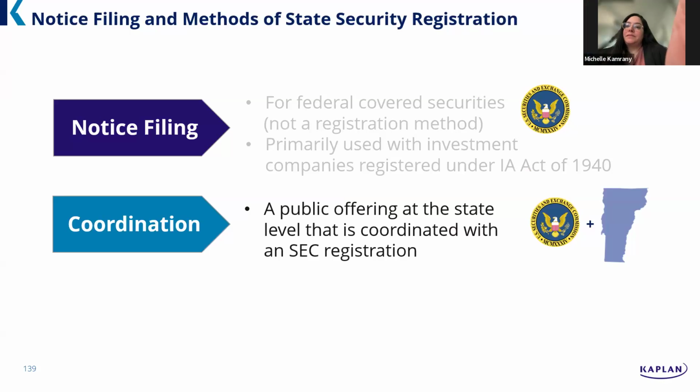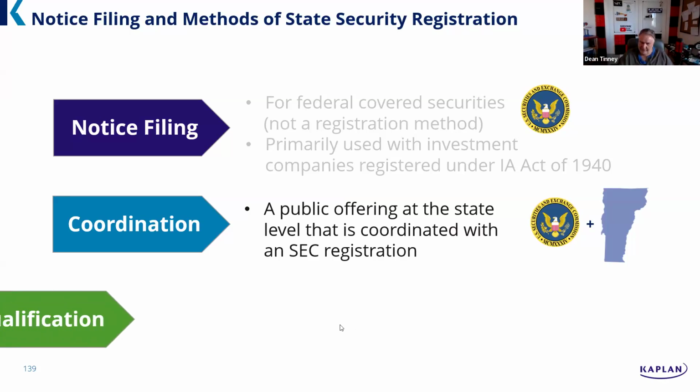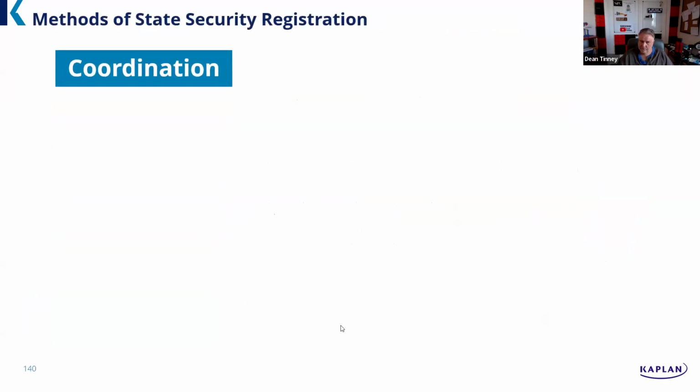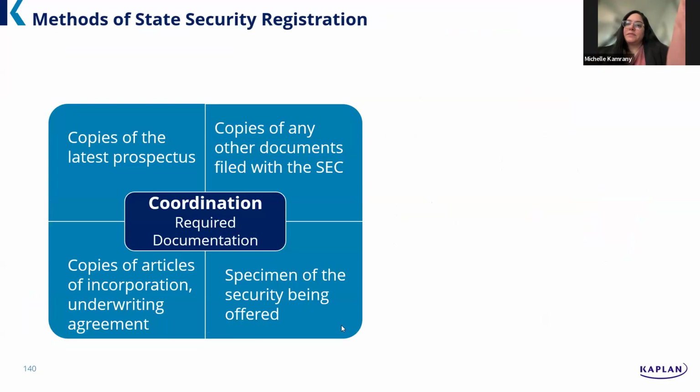So I told you coordination, test question, is a public offering at the state level and with the SEC. That would be a traditional IPO, if you will. And remember, I told you my Del Taco, I can't do that because I didn't register with the SEC because I'm using 147. So if I'm going to do that, then it's going to be qualification. Coordination is how do we coordinate with the state administrator?